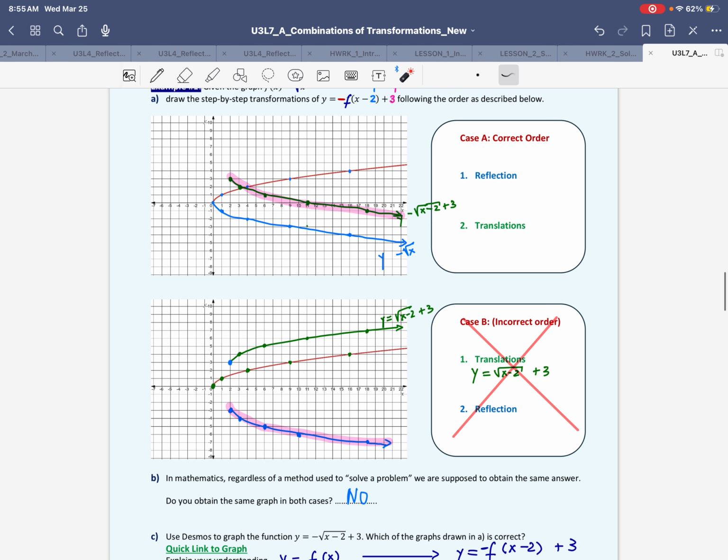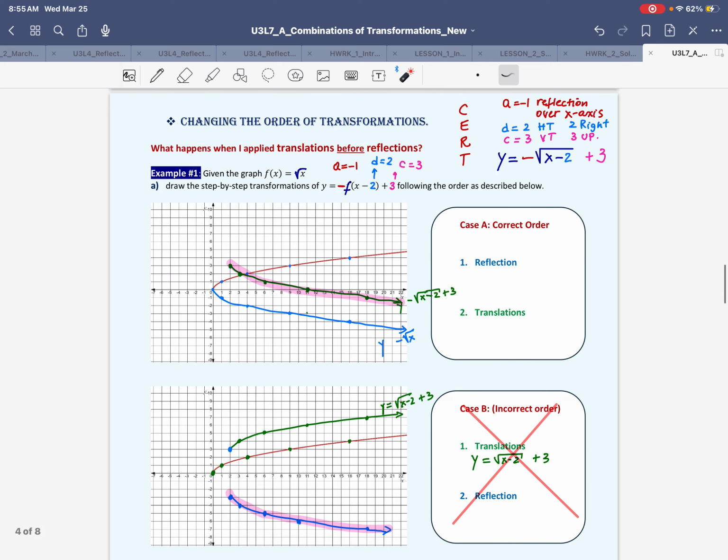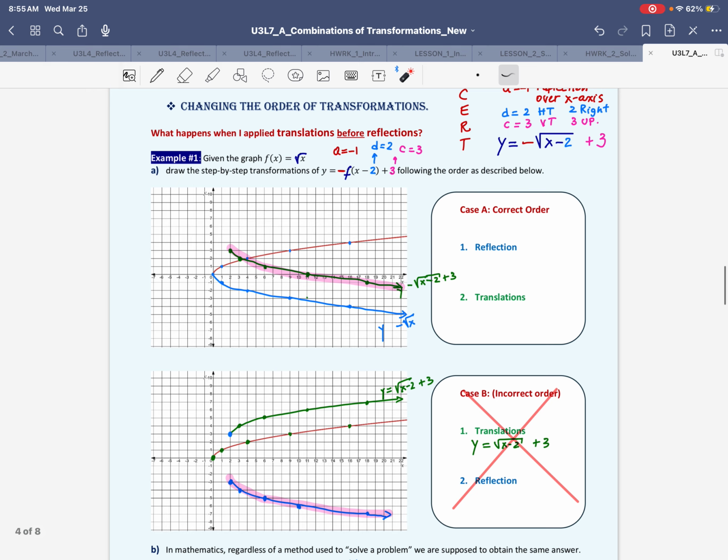So I hope these explanations were memorable enough for you to remind yourselves how important it is to follow the order of transformations and to understand why reflections have to be before the translation and why the other way around doesn't work.